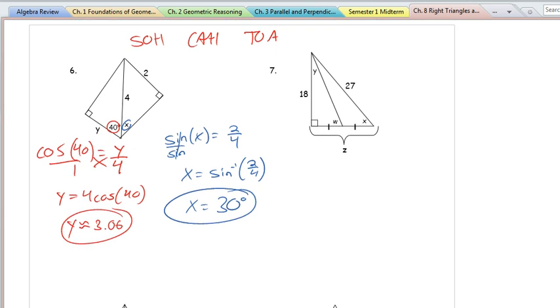Looking at number 7. Okay? This is one that's a little bit tougher. We have a little bit going on, and we're going to try and break this up into a couple pieces.